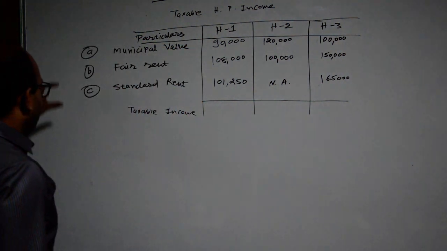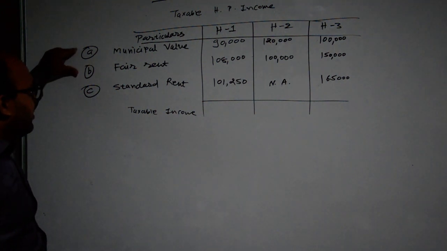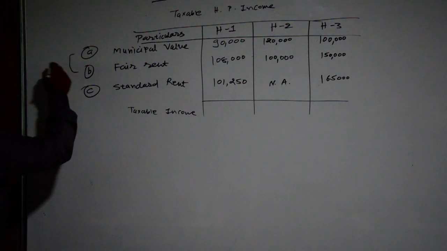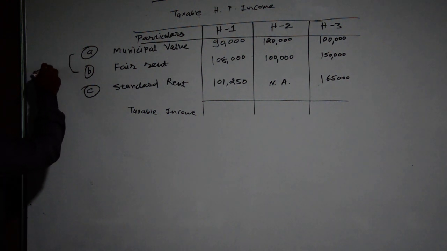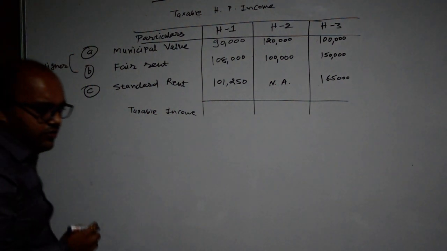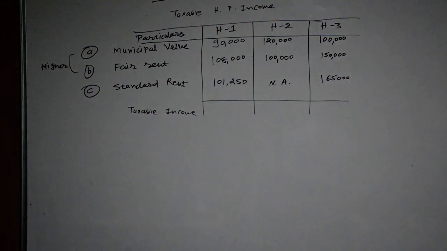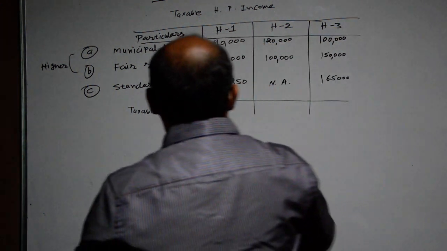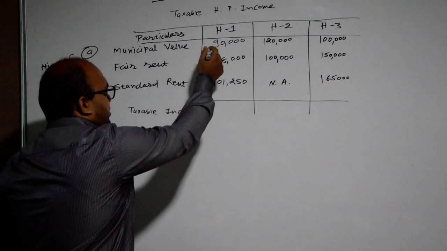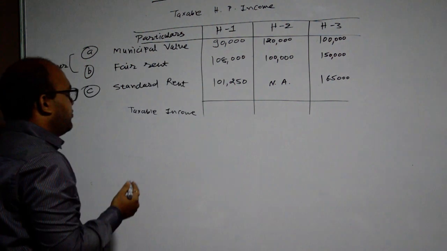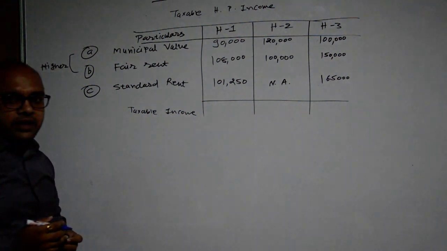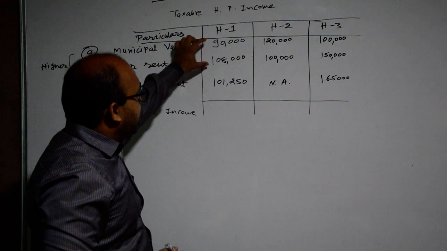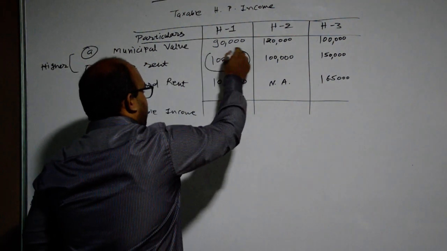First of all, you have to compare A and B, meaning municipal value and fair rent. Between both, whichever amount is higher will be selected. If we are discussing house number 1, then 90,000 is its municipal value and fair rent is rupees 1,08,000. So first of all you only consider the higher amount, meaning fair rent.